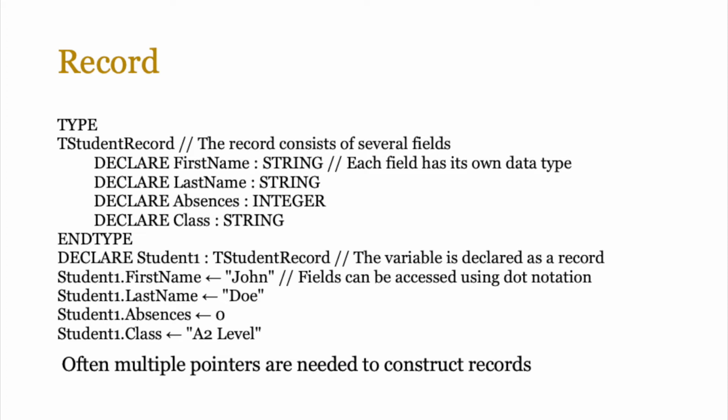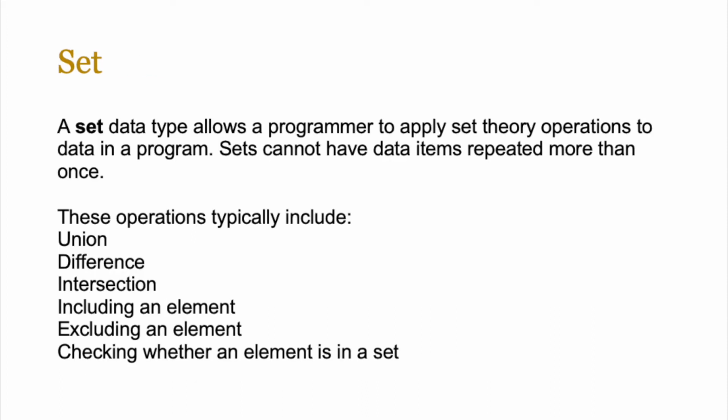And often multiple pointers are needed to construct records because each of these variables are going to be stored at a particular memory location. And Python is pretty cool, and it probably takes care of all of this behind the scenes. But if you're using JavaScript or Visual Basic, you might need to define the different pointers that then access all of these values. Okay, so that was the record data type.